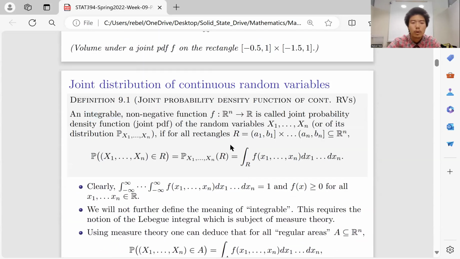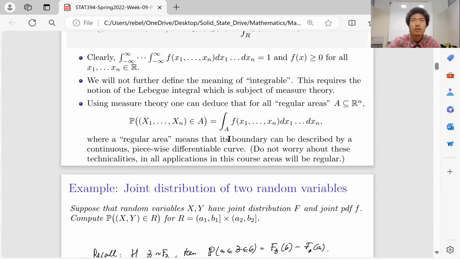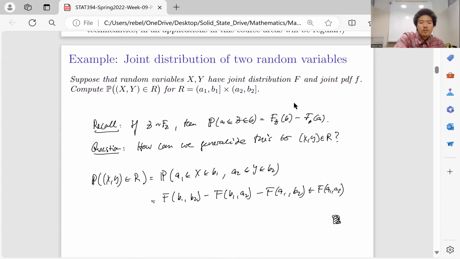But yeah, we have not touched on major theory yet. If you are interested, you can search about which functions are integrable and which are not. For now, we can just understand that if a function's boundary is continuous and piecewise differentiable, we call it integrable. In 99.9% of the cases that we meet so far, it is just differentiable and integrable. Okay, so that's it. Let's see some examples of joint distribution.